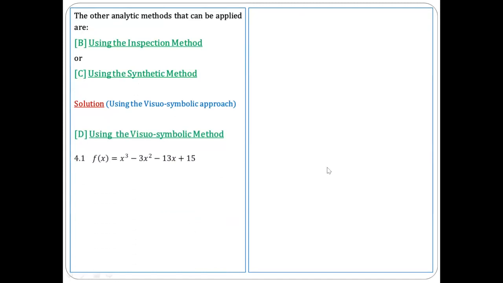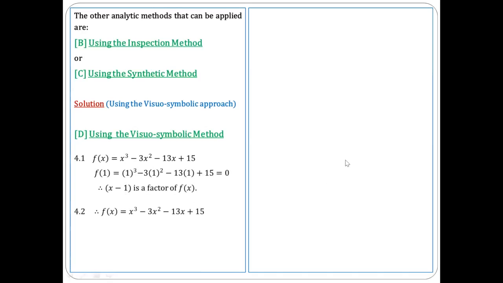With 4.1, we also go through the same steps. Showing x minus 1 is a factor: you look for f of 1, you get 0, therefore x minus 1 is a factor of f of x. When it comes to the factorization of f of x, using the visual symbolic method, this is how the thinking process goes through the mind of the problem solver.